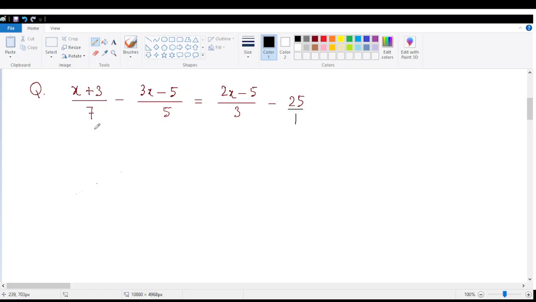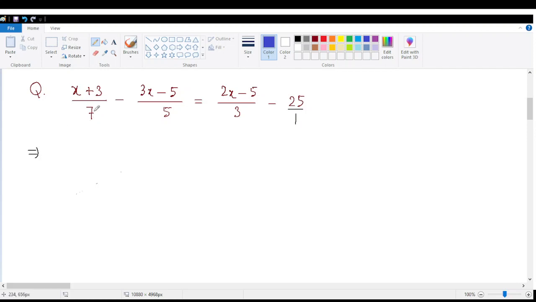So what is the first step? You get the LCM of all the denominators. Since all of them are prime numbers, the LCM will be the product of all of them: 7 times 5 times 3 times 1. Let's not find the total answer of that, because it will be much easier if we just keep it as 7 times 5 times 3 as the LCM. Why am I saying this? Because now you have to just make sure that all of the denominators are equal to that particular LCM.